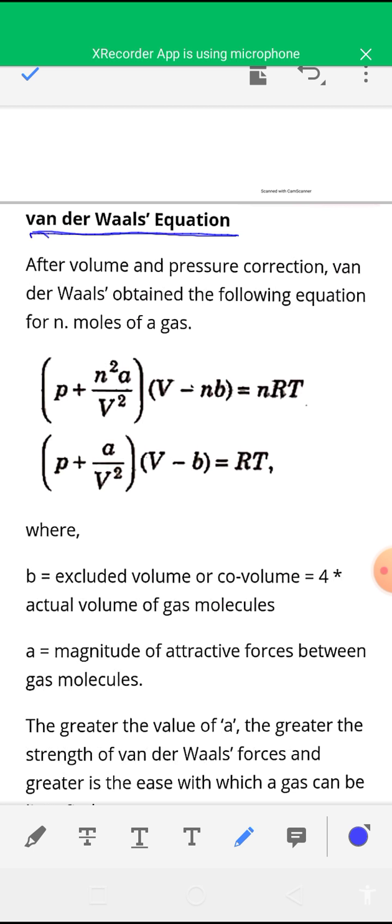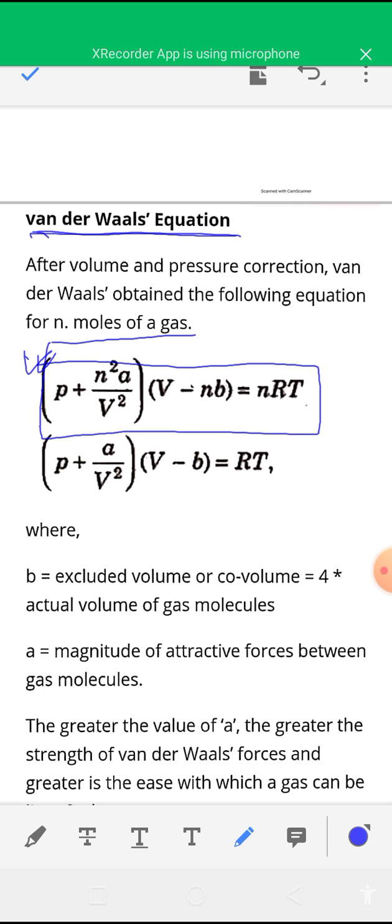Van der Waals equation. After volume and pressure correction, van der Waals obtained the following equation for n mole gas. For n mole real gas, the van der Waals equation is (P + n²a/V²)(V − nb) = nRT. This is the real gas equation, or van der Waals equation, for n mole real gas. And we know for ideal gas the gas equation is PV = nRT.